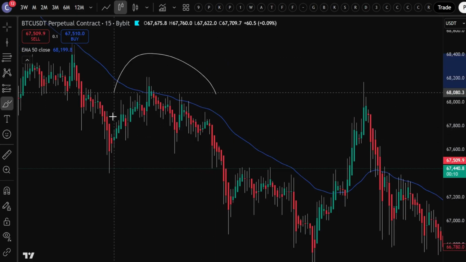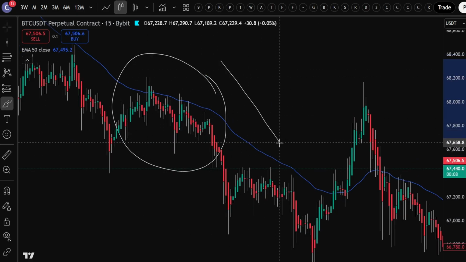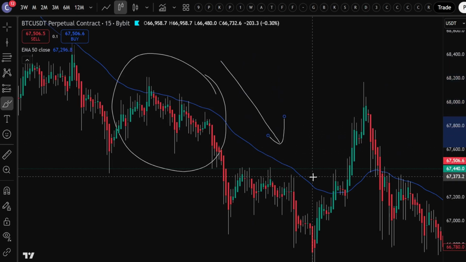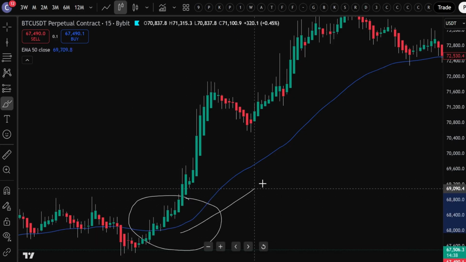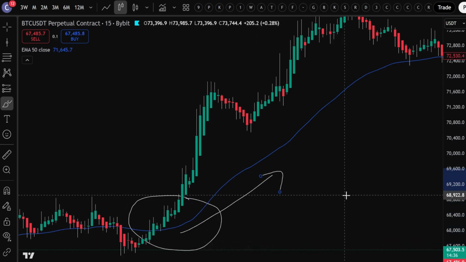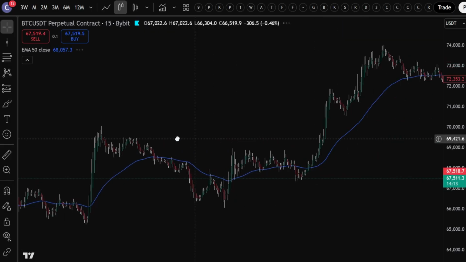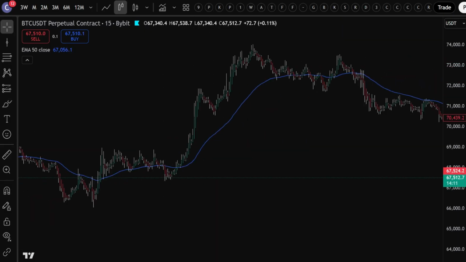When the price is below the EMA and the line is sloping down, you're in a downtrend. Look for short positions. When price is above and the EMA is sloping up, you're in an uptrend. Look for long positions. Now let me show you how to actually take trades with this setup.